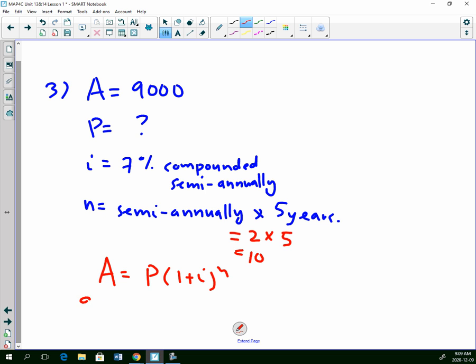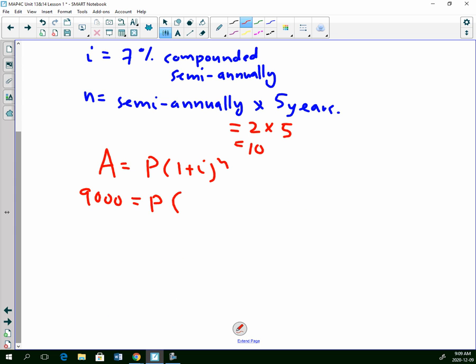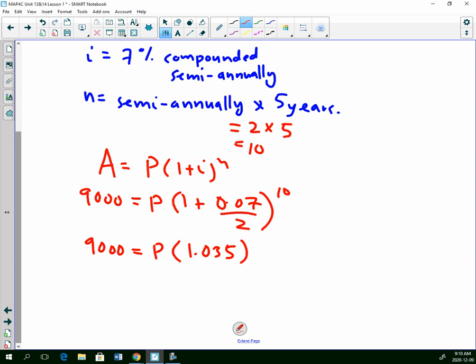Okay, so this time we know the end amount and we're looking for the start amount. And we are getting 7% compounded semi-annually, so we're going to divide that by 2, and our N is going to be 10. So 0.07 divided by 2 is 0.035. So if I want to find P, what do I have to do? If we want to isolate for P.